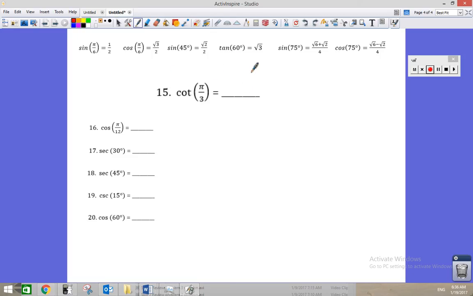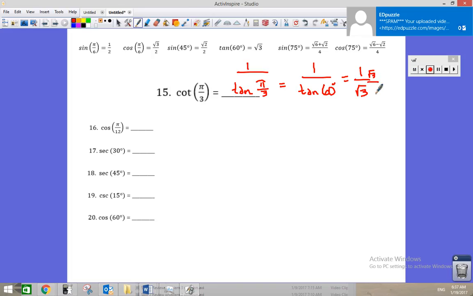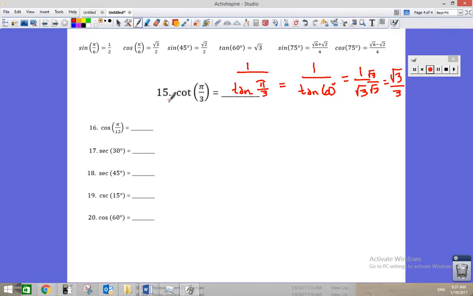So I know that cotangent and tangent are reciprocal, so cotangent of pi over 3 is the same thing as 1 over the tangent of pi over 3. Pi over 3 in degree measure is 60 degrees, and it tells me that the tangent of 60 degrees is the square root of 3. If I rationalize that by multiplying by radical 3 over radical 3, I get square root of 3 over 3 as my final answer for number 15.